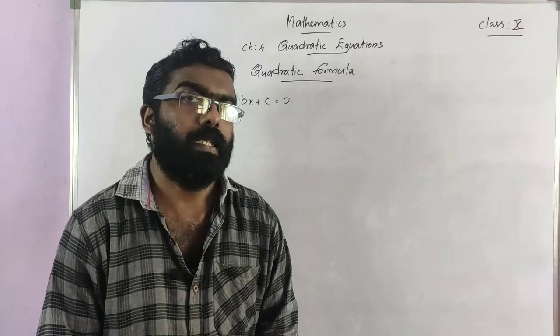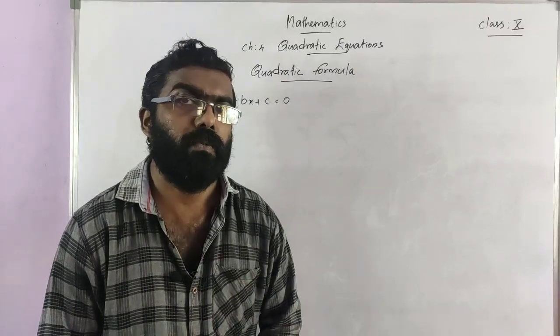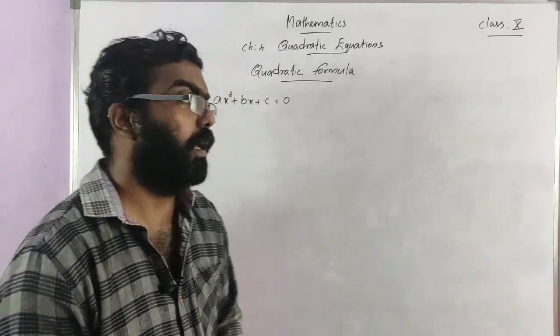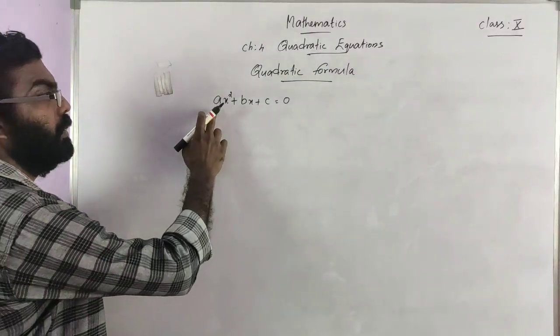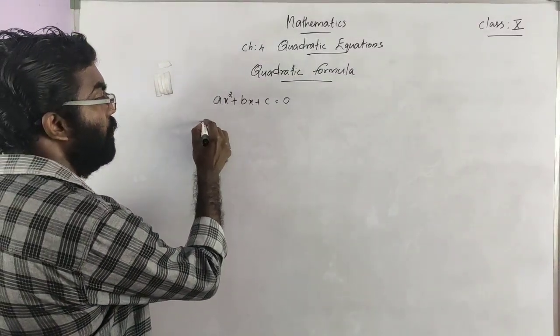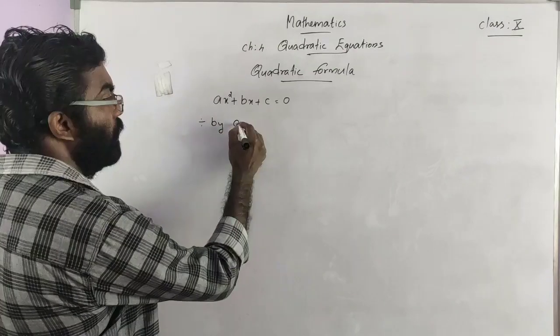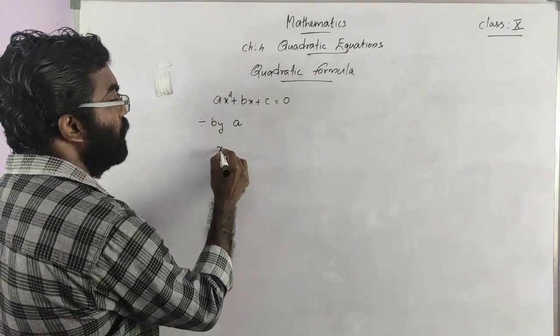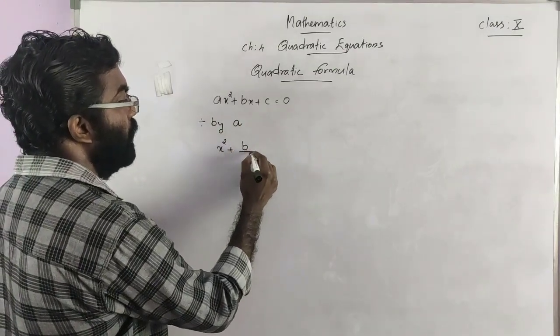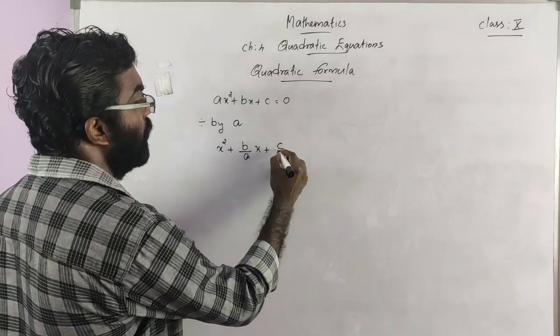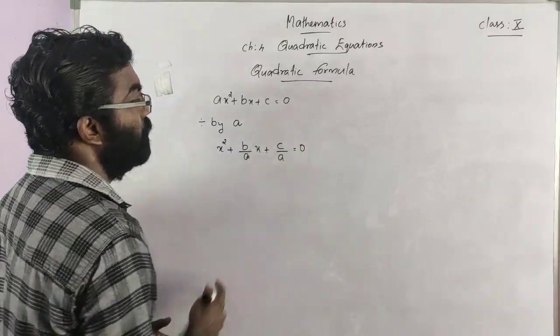You know the first step, we have to make the coefficient of x square as 1. Here what is the coefficient of x square? Here it is a. So we can divide the entire equation by a. x square plus b by a into x plus c by a is equal to 0.